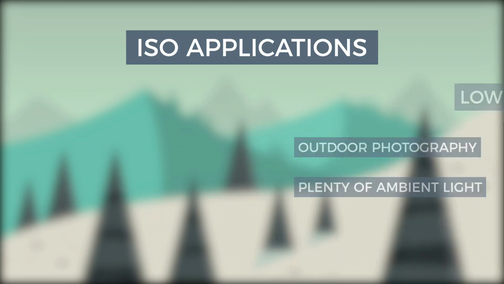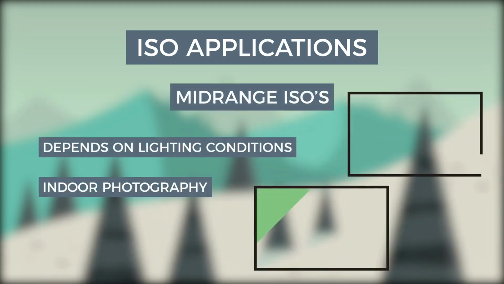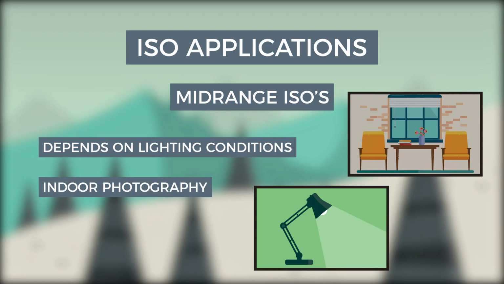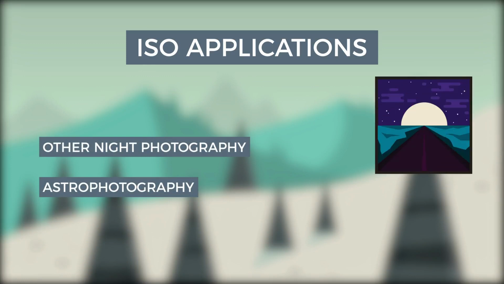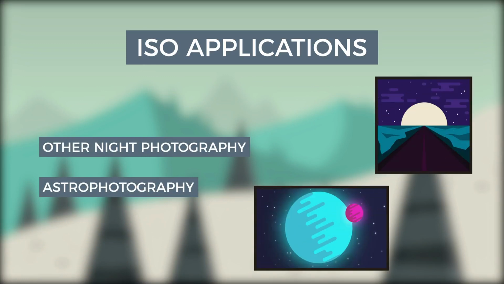ISO for indoor photography is largely situational. Depending on how well lit the area is, you may want to use higher ISO values. Remember that if your subject is not moving, you can use a slower shutter speed, or if you're okay with a shallower depth of field, use a larger aperture. Night photography, whether it be a moonlit photo shoot or astrophotography, will inevitably require high ISO values.